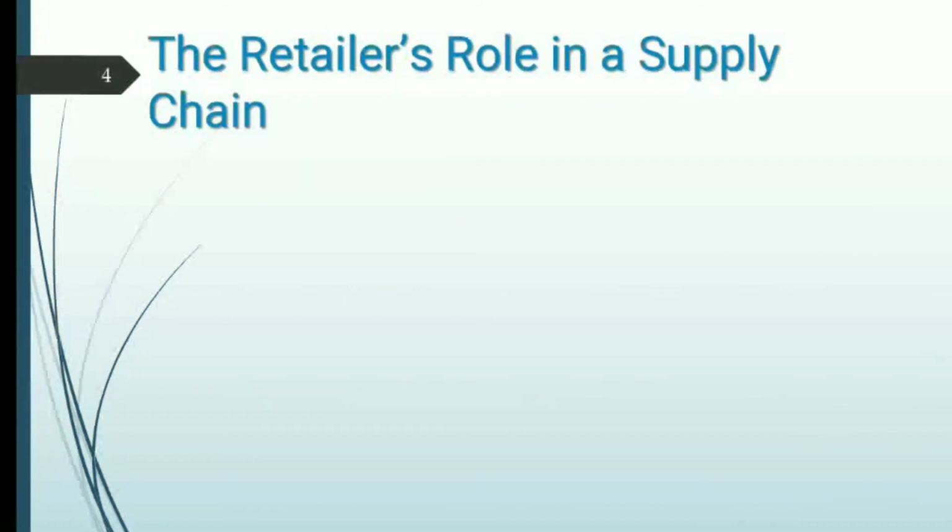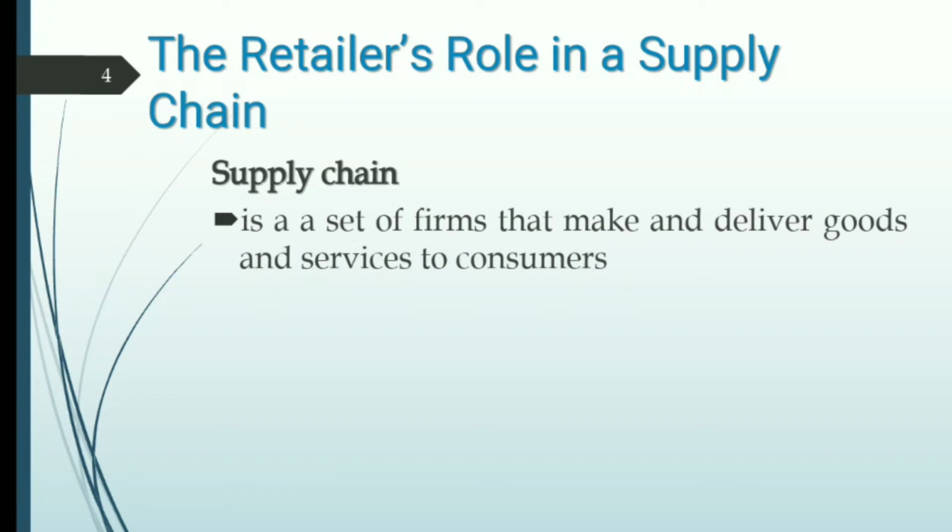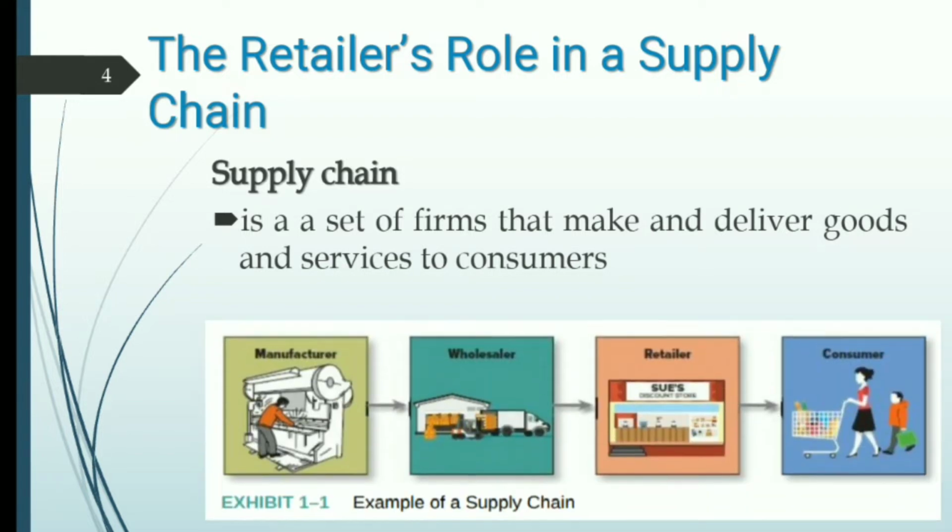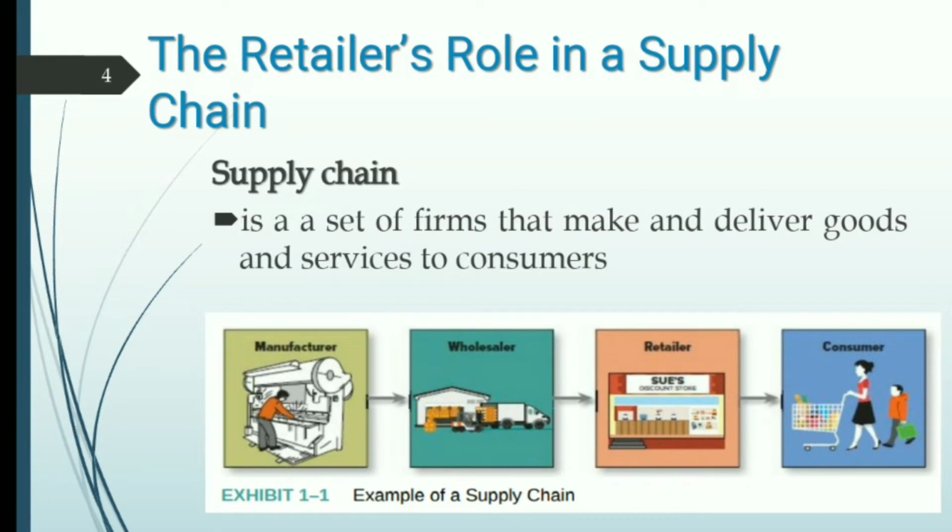So now we will define supply chain. A supply chain is a set of firms or companies that make and deliver goods and services to consumers. So here is an example of a supply chain. It starts with the manufacture of the goods. Then the goods are sold to the wholesalers, who then sell the goods to the retailers. And then the retailers will sell the goods to the consumer. So this just proves how important the retailers are. Goods or services will never get to the consumers without the retailers. So as I mentioned earlier, retailers link manufacturers to consumers.